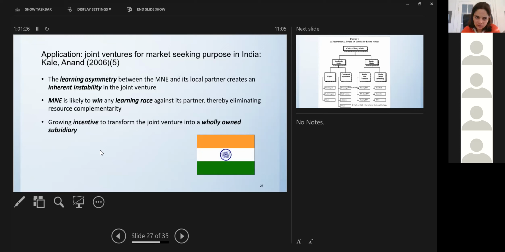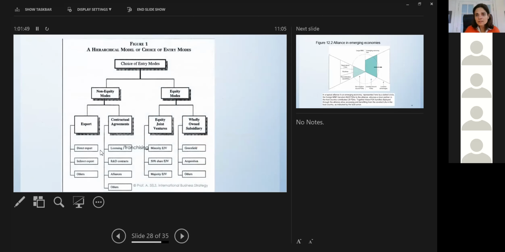Because in many cases of the Kale and Anand article, the multinational won the learning race against the partner, and there was a growing incentive then: if we put in more, if we get out of it, we also want to get out of it more. So the joint venture became a 100% subsidiary, right? A fully owned subsidiary. So here, again, my scheme, because you see that we believe in the dynamics of entry modes.